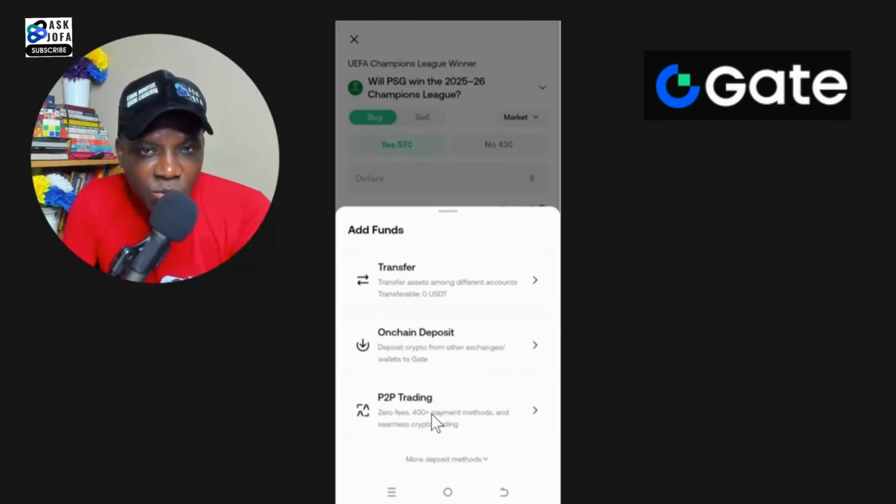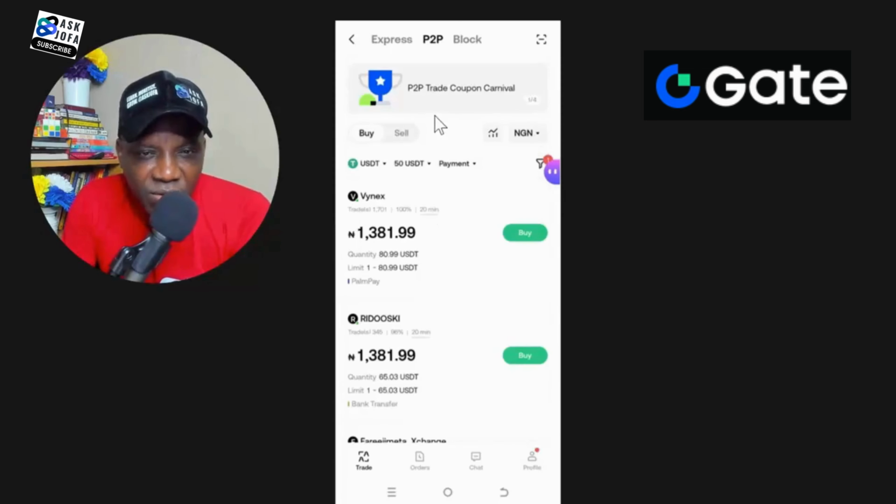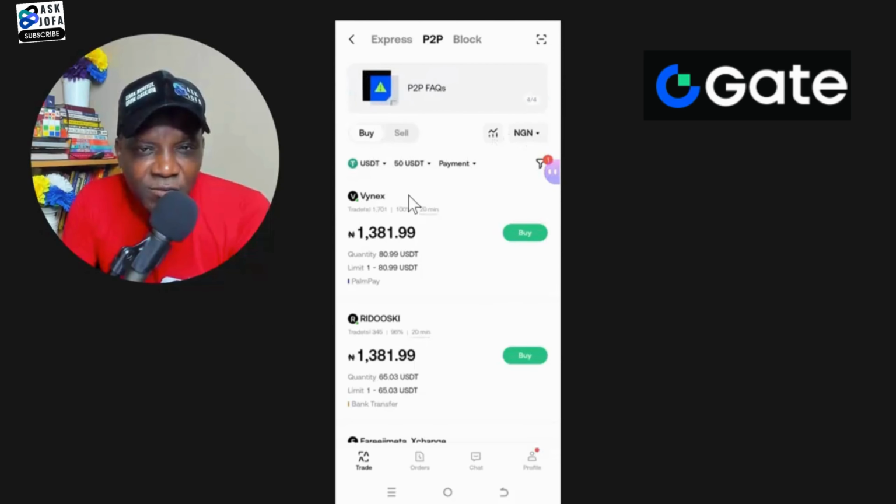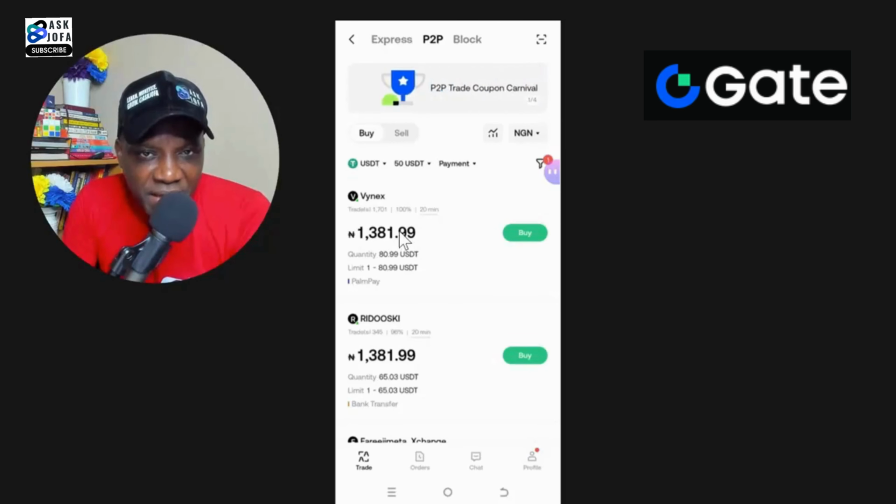Suppose you want to transfer money from your bank account in your country. This is when you use P2P. It will take you to where you do the P2P. Look at it. You want to buy USDT. So that's how you fund your Gate Polymarket account to stake your money and make your prediction.